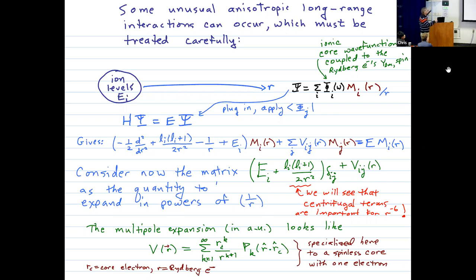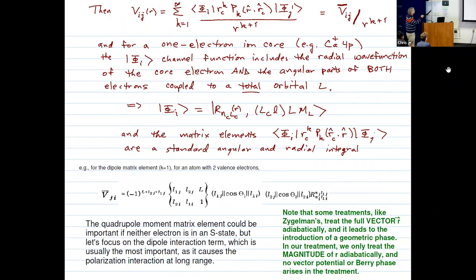And now you can expand this in a series of powers of 1/r, for instance using the multipole expansion for the interaction between the Rydberg electron, with r hat, and the angles of the core. The Rydberg electron is outside the core; in Jackson terminology, r_< refers to the core electrons, and r to the Rydberg electron. V_ij(r) is the matrix element of the r_<^k and the Legendre polynomial of order k, divided by the Rydberg electron's r^(k+1), the first term of which will be the dipole interaction. And usually that's the most important term for the physics I'm going to talk about now.